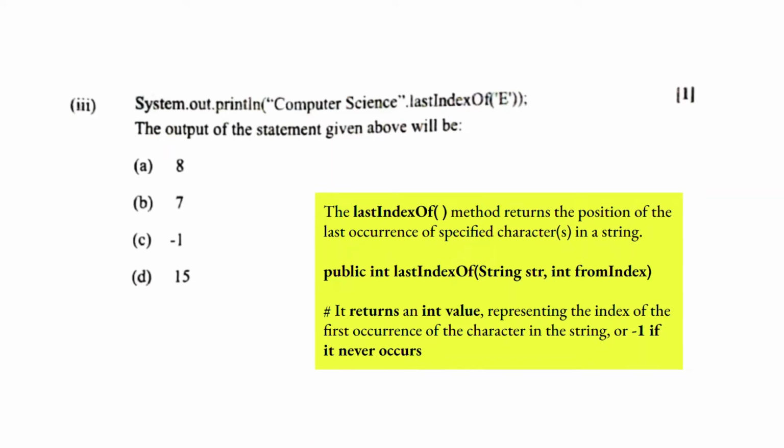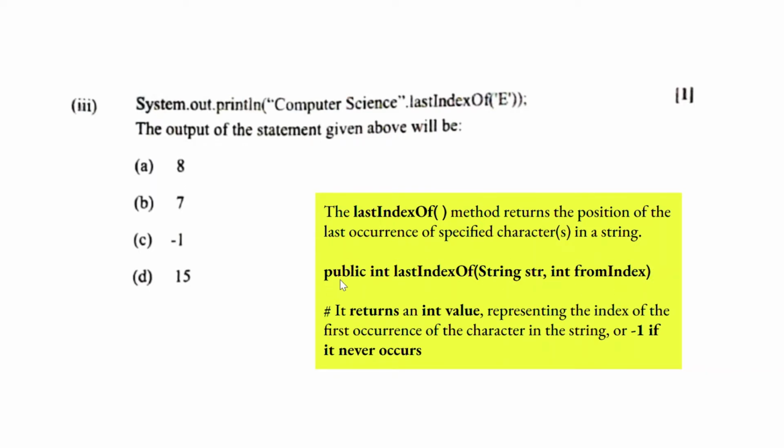Means the parameter you're passing to the lastIndexOf, in this case it is a single letter, that is capital E, but this can be a group of letters also. This function will return the position of the last occurrence of the specified characters. So this is how this is defined in the library class.